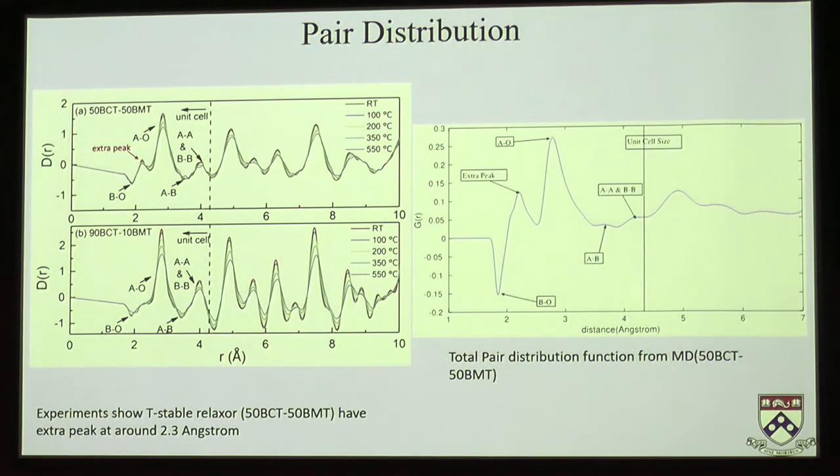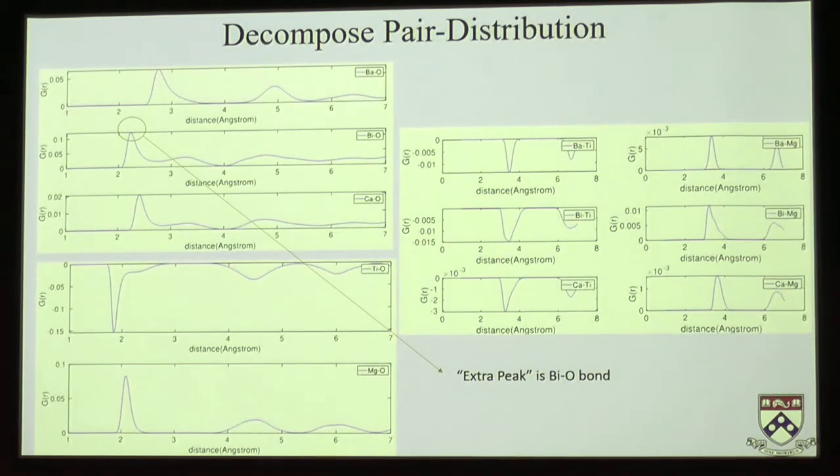So to probe into what this extra peak is, we decompose the pair distribution function into each element pair. So as you can clearly see here, the 2.3 angstrom extra peak comes from the BO bond. So those are other element pair distribution functions.